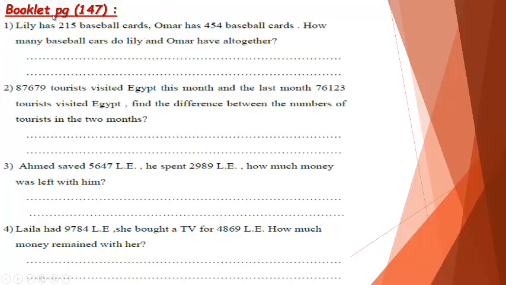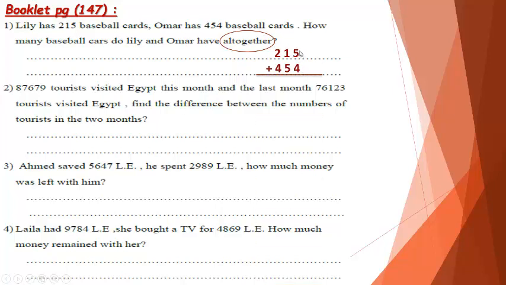Number 1. Lily has 215 baseball cards and Omar has 454 baseball cards. How many baseball cards do Lily and Omar have all together? All together. This word just gives me a hint that he wants me to add. I want to find the total number, the number that both of them have. So I'm going to add what Lily has plus what Omar has. Just adding the two numbers, 215 plus 454.